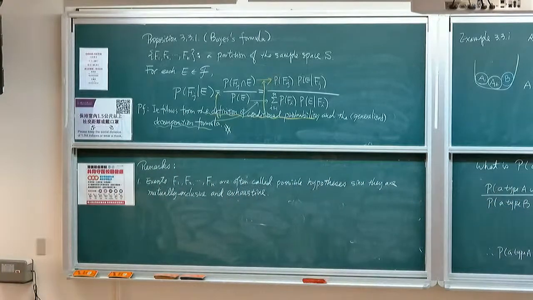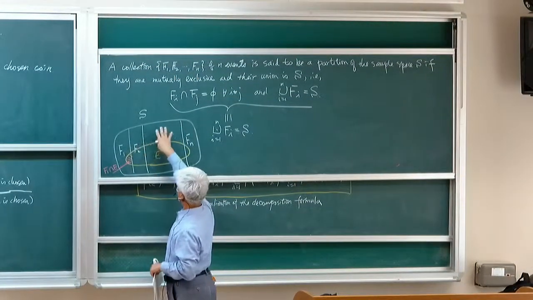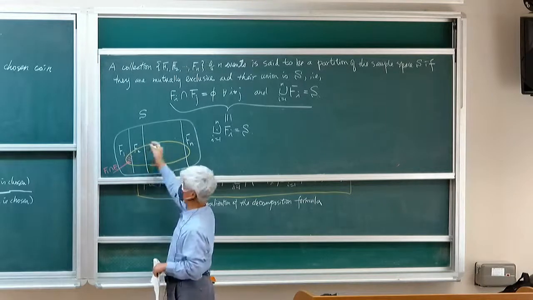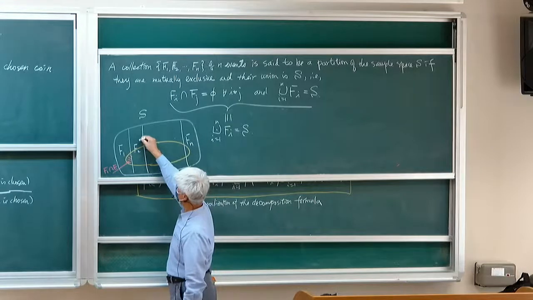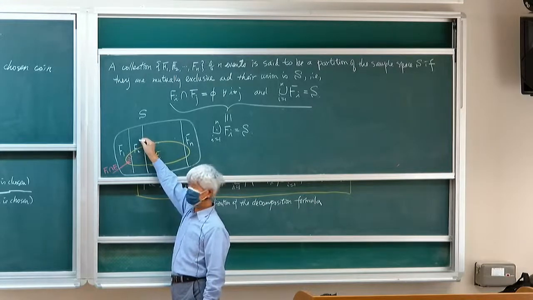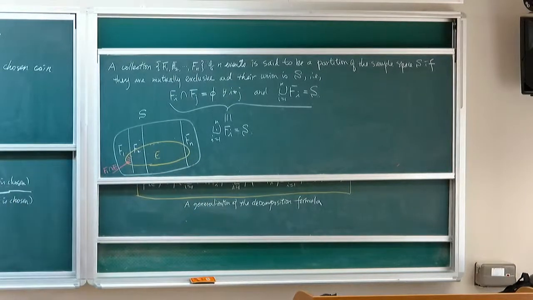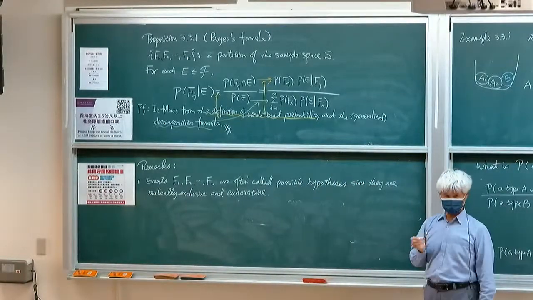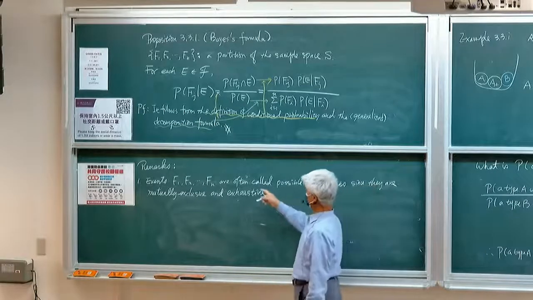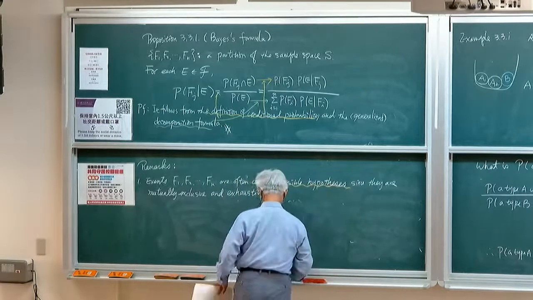Just like here, if we look at an outcome, meaning an element of the sample space, an outcome can be in one and only one of the Fi's. Okay, so these events are mutually exclusive and exhaustive. And so they are often called possible hypotheses. Okay.